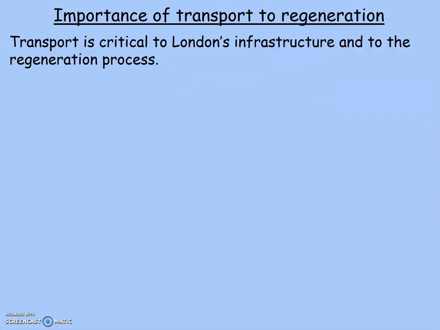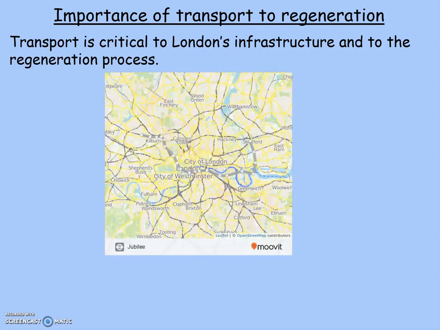Crossrail is all about. So transport is actually really important when you think about regeneration. It's critical for London's infrastructure, but also for the regeneration process. So I want to use the example of the Jubilee line as a way to show the importance of transport as a way to support a regeneration process. So this map of London shows you the Jubilee line in this grey line.